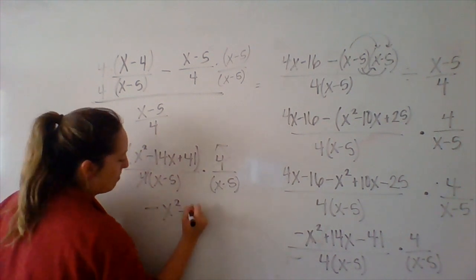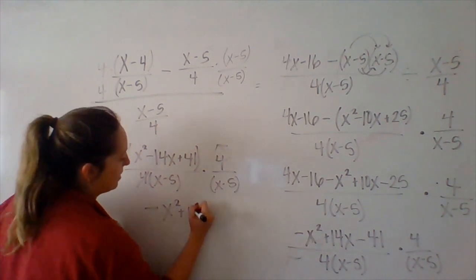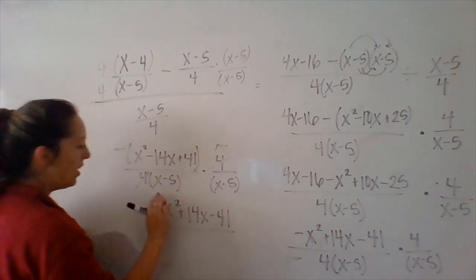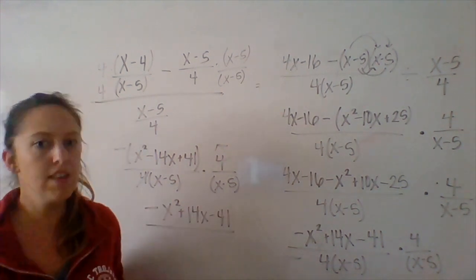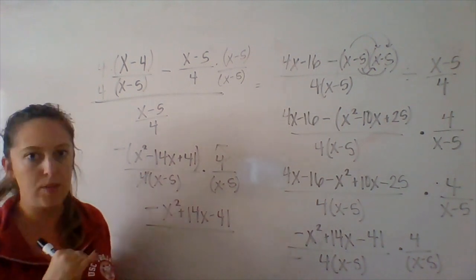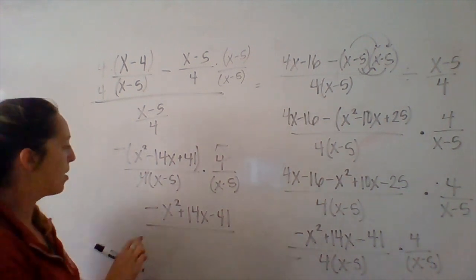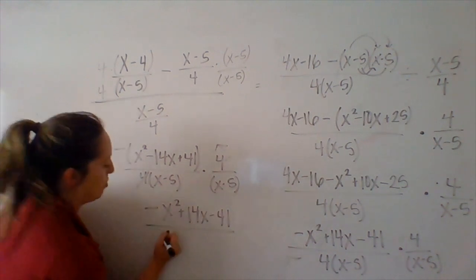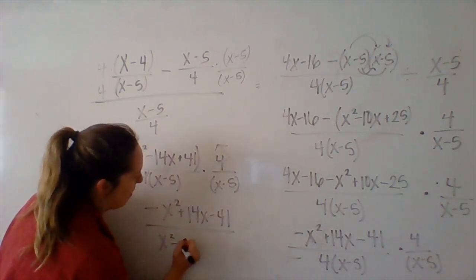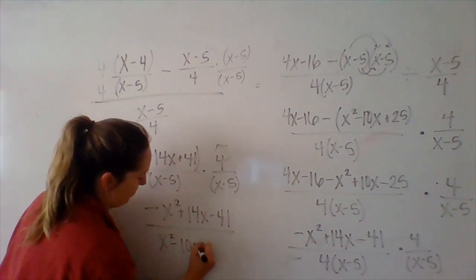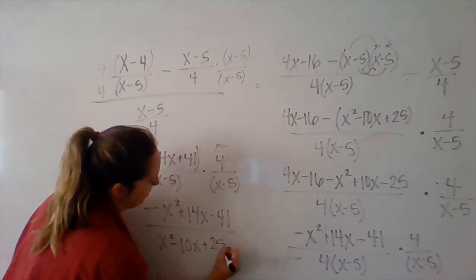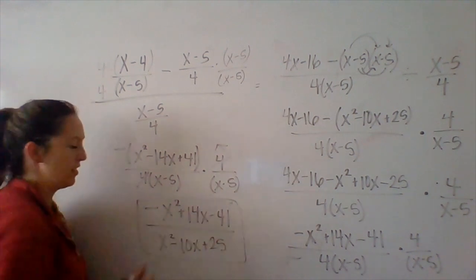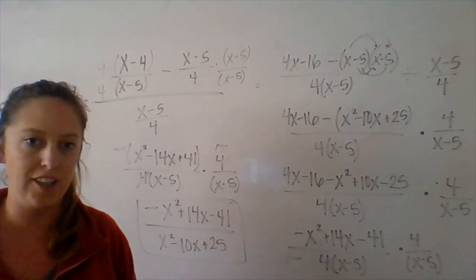I'm going to redistribute this negative here. Negative x squared plus 14x minus 41 over, these were not able to cancel out, even though they're the same, right? Because they're both on the bottom, so we can't cancel them out. So what I'm going to do instead is factor them out, or FOIL them out, distribute them out. So I have x squared minus 10x plus 25. Okay, this is my final answer because nothing could factor and nothing could simplify.